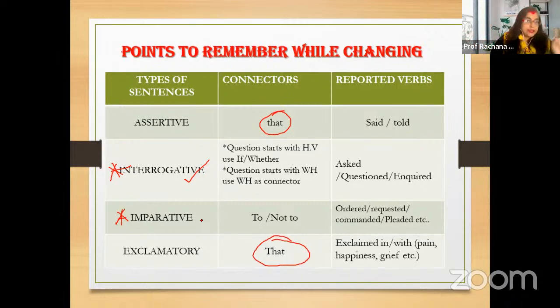So if a question starts with a helping verb, then you remove that inverted comma and join the sentence by using if or whether. Please keep in mind, if or whether is used to connect a sentence which is starting with a helping verb. Now, if a question starts with WH, then that WH word is used as a connector. And of course, the reported verb, that means the verb before the inverted comma, you have to change to asked, questioned, inquired.